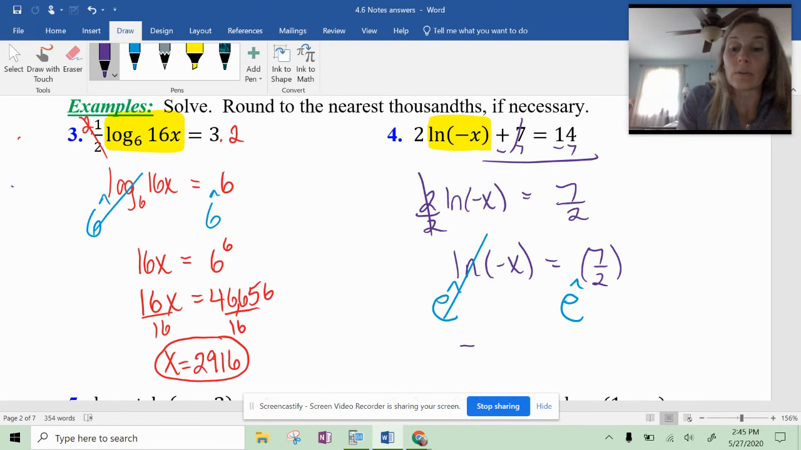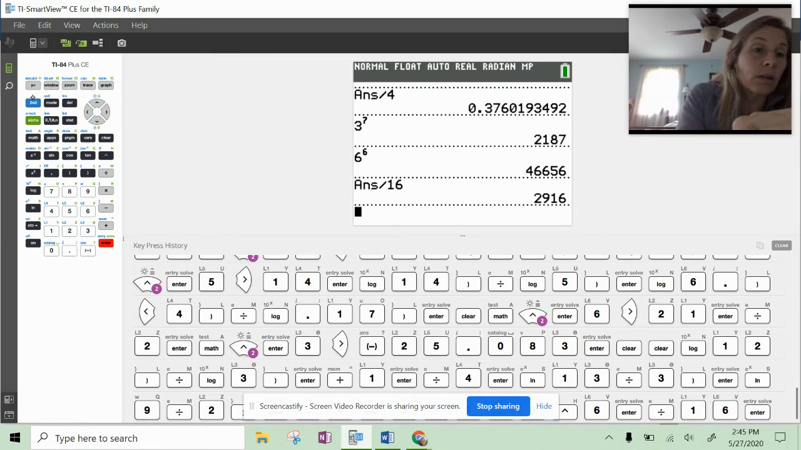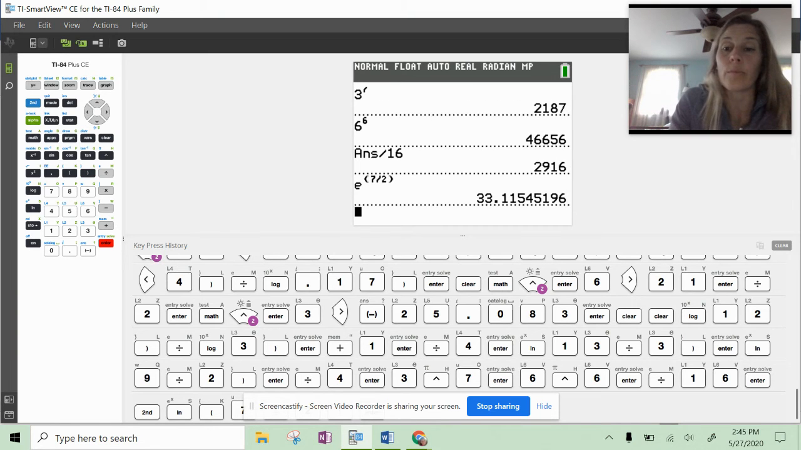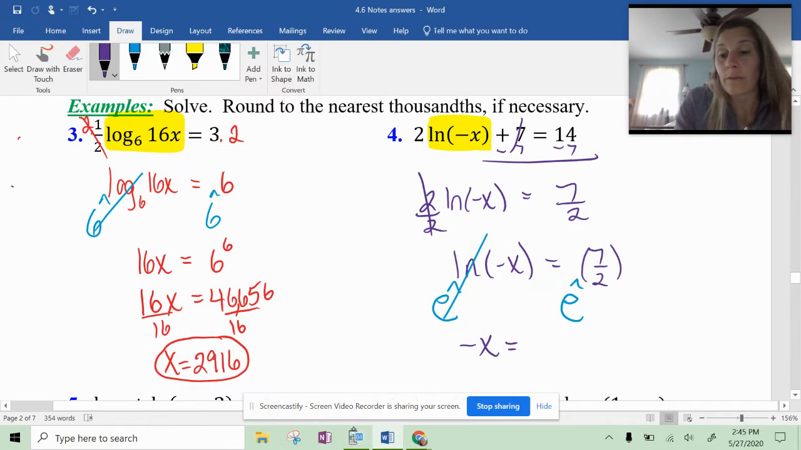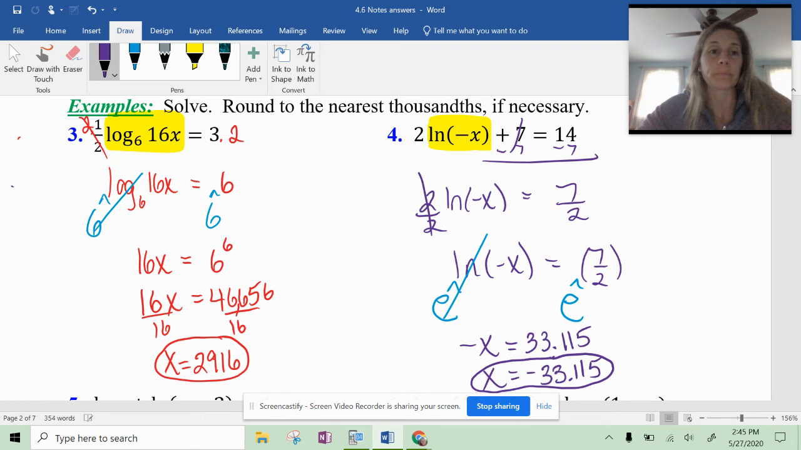So now that leaves me with just negative x equals, and I would have to do e raised to 3.5 or 7 over 2 on my calculator. So if I do e raised to 7 over 2, or if you wrote 3.5, it's the same thing, and you get 33.115. And of course, we need to get that negative off the x, so you divide or multiply both sides by a negative, and your answer is negative 33.115.